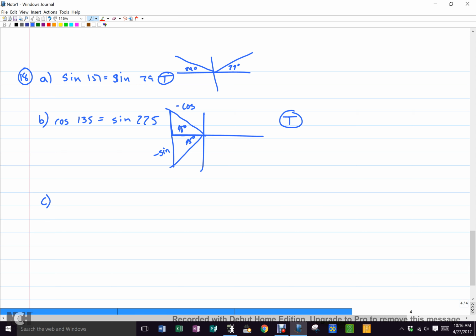C. Tan 135 equals tan 225. Well, we just did 135 and 225. They're both 45, but C-A-S-T. This guy has to be a positive tan, whereas this guy's a negative tan, so they can't be equal. False.